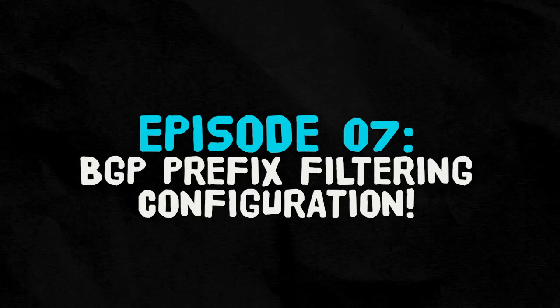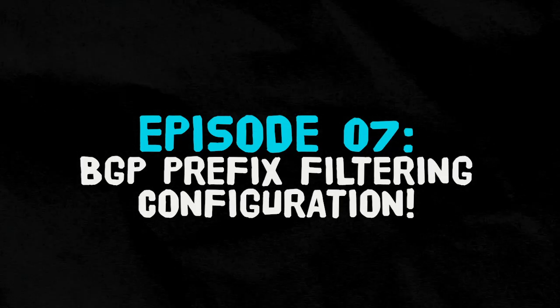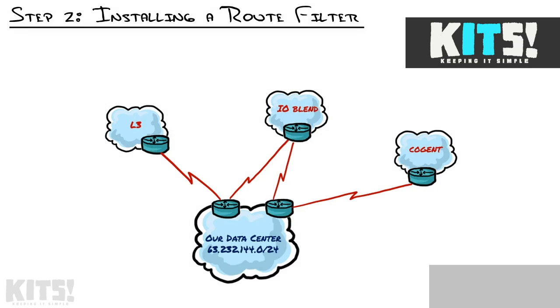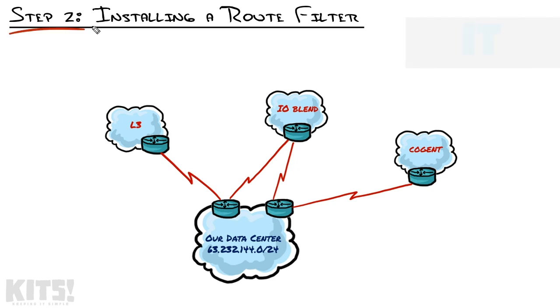Configuring BGP prefix filtering. By the time you're done here, you will be able to implement route filtering to the carrier using prefix lists. And I hope by this point you've seen a few of the BGP real world nuggets, especially establishing the base configuration, because I unpacked some information and gave you some show commands that showed the situation that we're in. We're now in step two, installing a route filter.